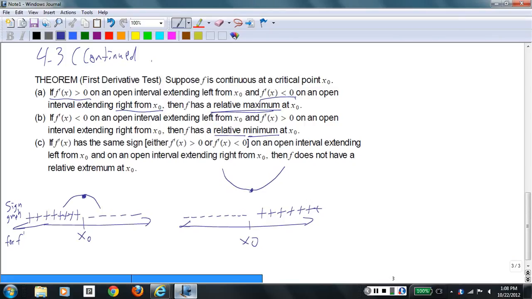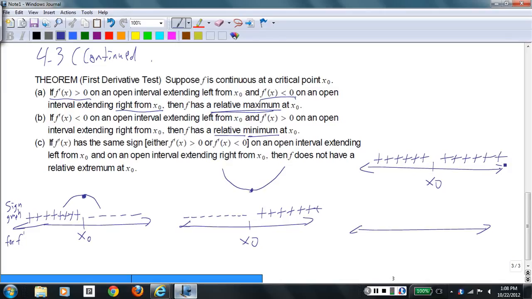And let's see, two pictures for the last one. Here's x sub 0. If f prime has the same sign, say f prime is positive on both sides, well, let's see how such a thing could happen. Even with a horizontal tangent line, this could happen, for example, with y equals x cubed. It's increasing, kind of levels off, and then continues to increase. So the slope of the tangent line goes to 0, but it never actually begins to decrease. And it's 0 at only that one point.